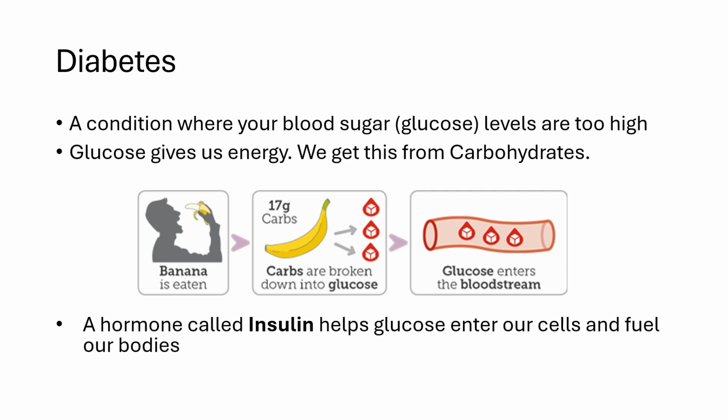A hormone called insulin, again you may have heard of insulin, helps glucose enter our cells and fuel our bodies. So we get energy from glucose, we need it, but it needs to get into our cells for us to make it usable and for us to make the most of it. And insulin is the important thing here that helps glucose enter our cells.